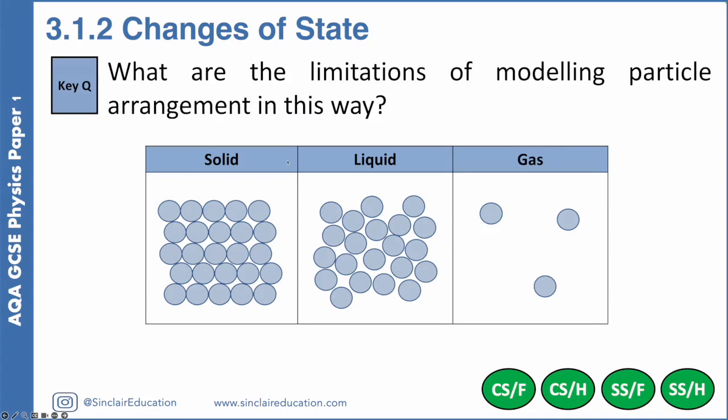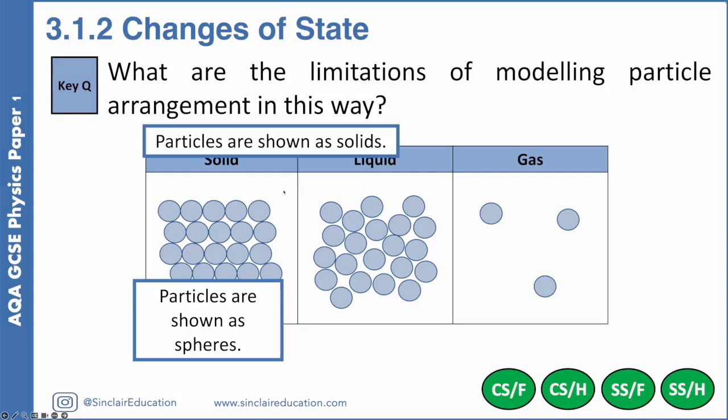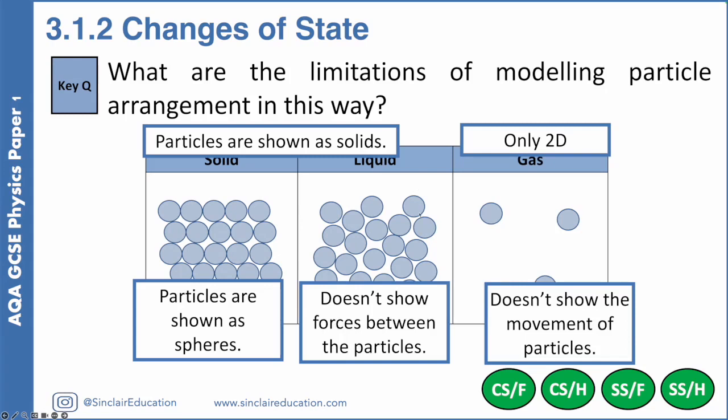Now there are limitations of modelling in this way, so we're showing particles as spheres and that might not be the case. So for example, carbon dioxide is made up of 3 atoms that are bonded together almost in a row. The particles are also shown as solids, and we know from atomic structure that is not the case. They show no forces between the particles. We're not really getting an idea about the 3D version of this, and we can't see if the particles are moving or how they're moving. So there are some bits and pieces been missed off these models.